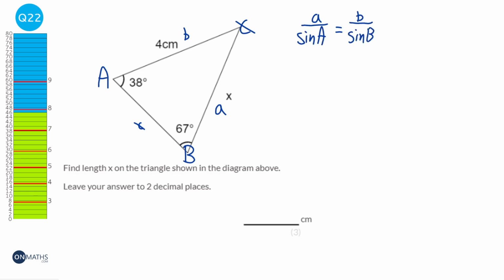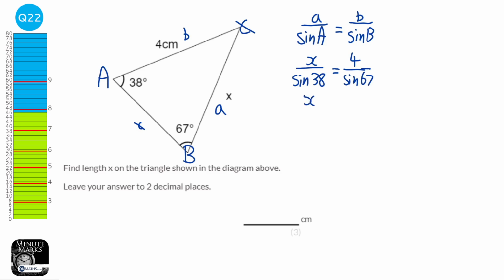Okay, so we're going to fill in the values. So a is x, capital A is 38, lowercase b is 4, and uppercase B is 67. Now you'll only ever sine an angle, so if you ever put a 4 in there or something, that's not going to be right straight away. Okay, let's work out what 4 over sine 67 is, and that's 4.345, blah blah blah.